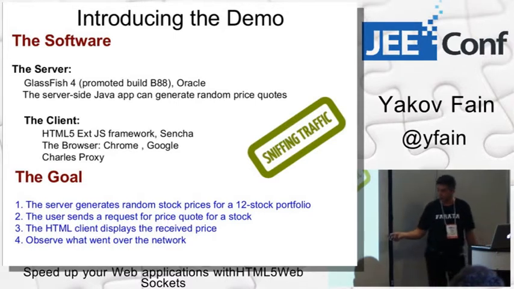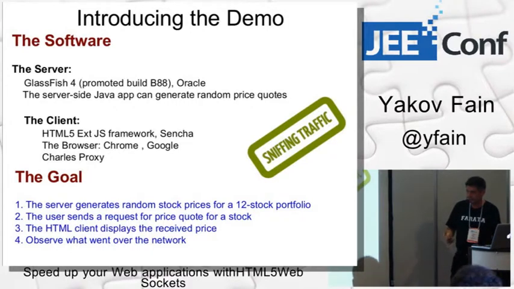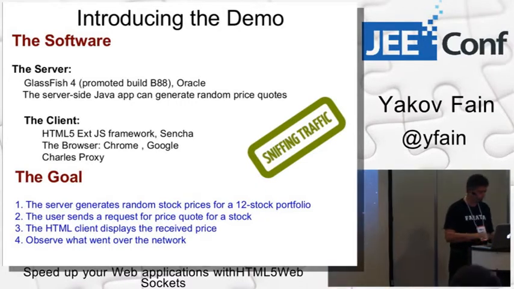So the goal is, I have a hard-coded portfolio of 12 stocks on the Java side, with a random number generator. We will make a request and see if the server gets us a response. So what do we get?